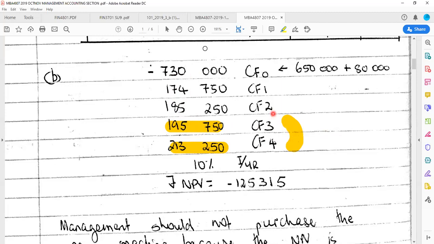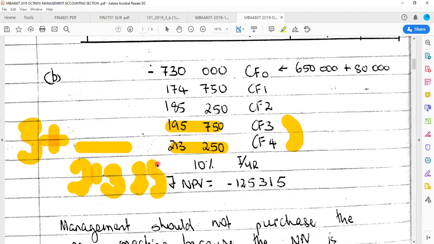So to get the actual payback, since it's somewhere between 3 and 4, you say 3 plus something over, and then you put the next cash flow, the one in between which you are recovering your cash flows, over 213,250, right? And then on top, you say 730 minus the total of these first 3 cash flows.